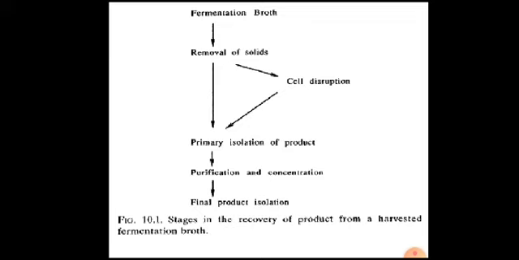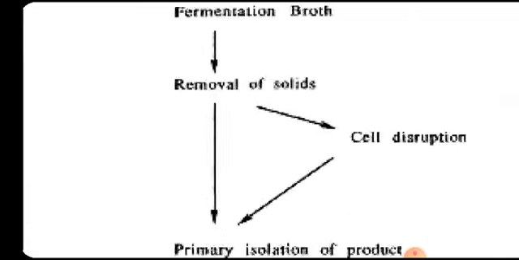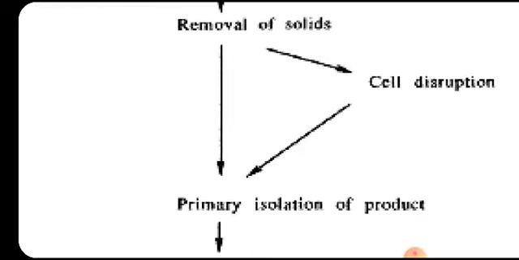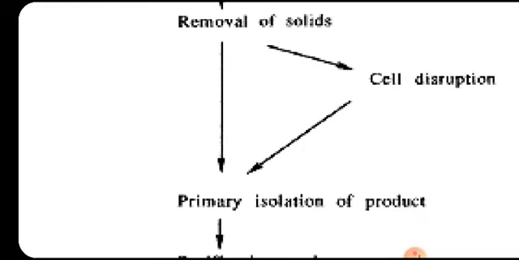This is in general the protocol for the harvesting of fermentation broth. Recovery of the product from the harvested fermentation broth. So it starts from fermentation broth, so removal of solids. There may or may not be cell disruption methods.